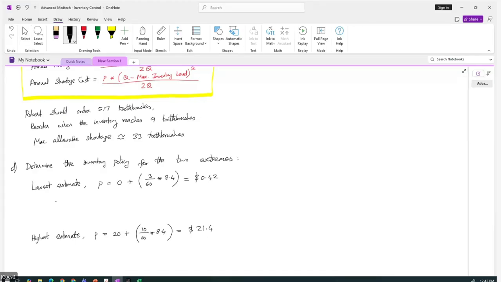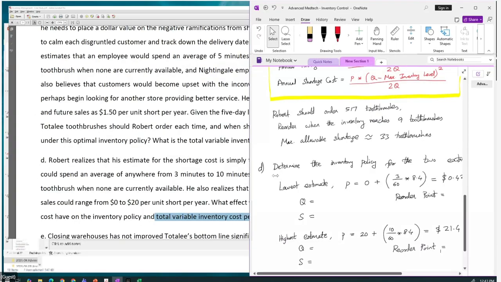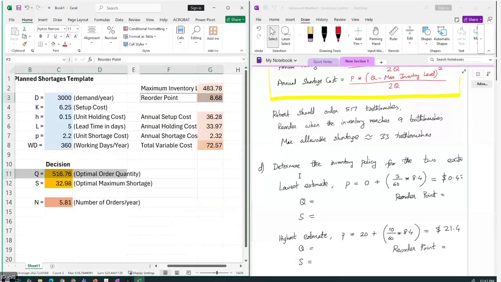Now in each case, what should I find? I have to find what will be my order quantity Q, what is that maximum shortage S, and what is my reorder point, right? I have to find this for this scenario as well as the second scenario. Find and tell me. You already have the template. You can find, tell me. US 582, 583 here for the first scenario.